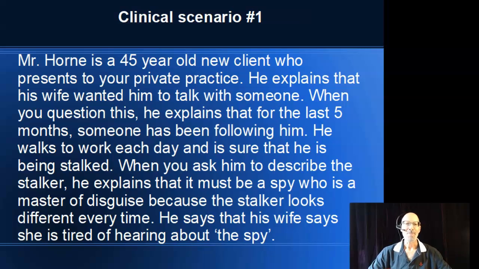Mr. Horn is a 45-year-old new client who presents to your private practice. He explains that his wife wanted him to talk with someone. When you question this, he explains that for the last 5 months, there's a duration, someone has been following him. He walks to work each day and is sure that he is being stalked. When you ask him to describe the stalker, he explains that it must be a spy who is a master of disguise because the stalker looks different every time. He says that his wife says she is tired of hearing about the spy.